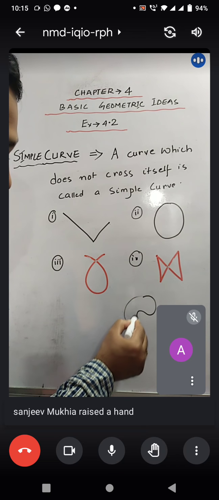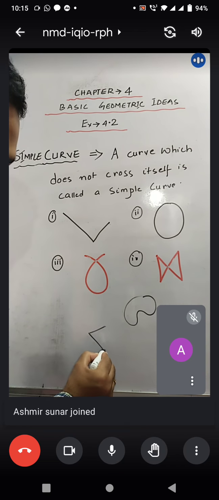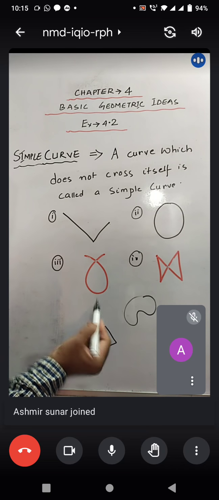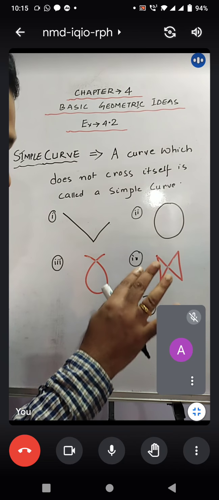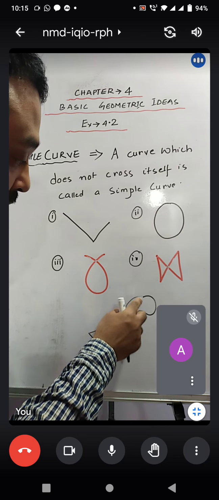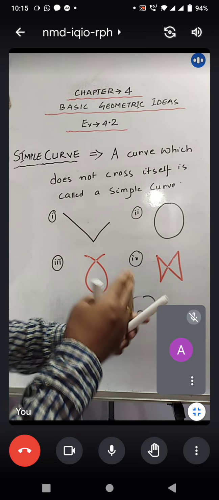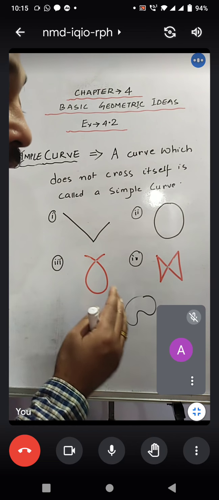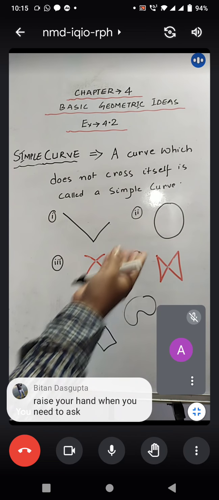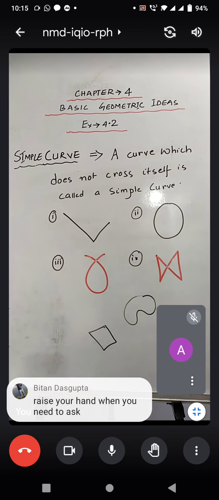You see there is no cross. Even this will be termed as a simple curve because there is no cross. The only thing that you have to monitor is that the lines should not cross each other. If in any curve you see that the line is crossing anywhere, then those particular diagrams will not be considered as a simple curve. As simple as this.